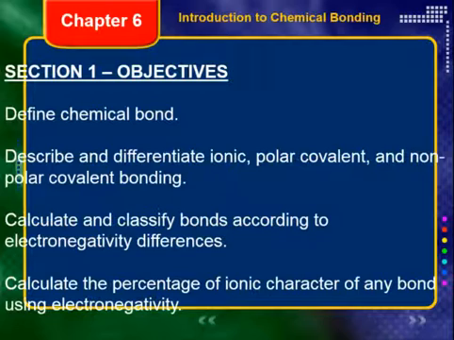Third objective, calculate and classify bonds according to electronegativity differences, which is very closely related to our 4th objective, which is calculate the percentage of ionic character of any bond using electronegativity differences. So what's going to happen is you're going to be given electronegativities, you're going to calculate the difference between them, and then based on that result, you're going to conclude certain things like what type of bond it is and then the percent ionic character.